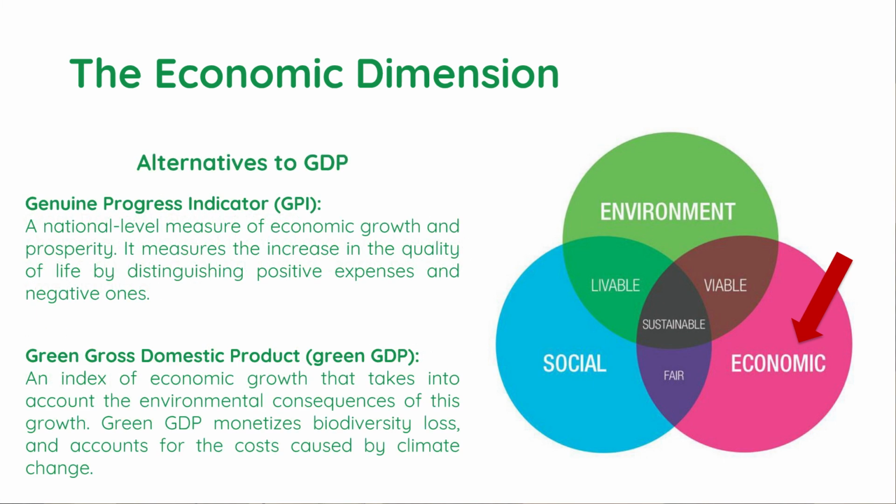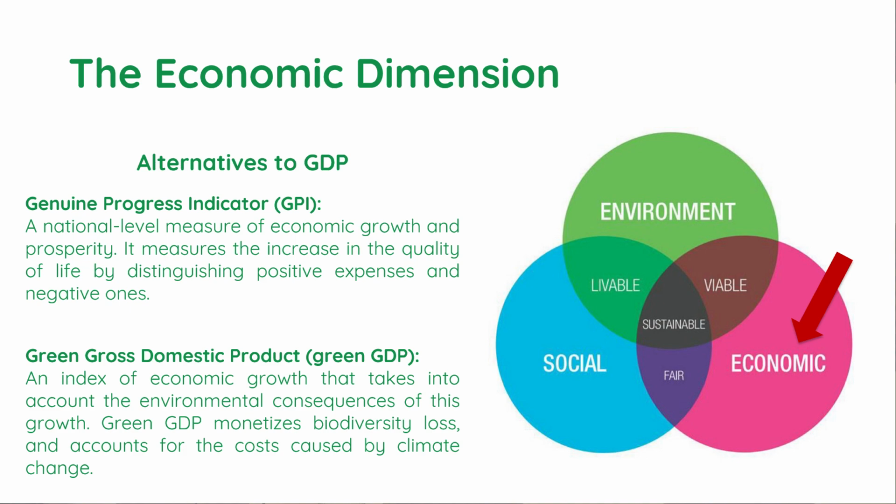There are, of course, some alternatives to the GDP. As you can see here in the slides, we have the Genuine Progress Indicator, the GPI, which is a national level measure of economic growth and prosperity. It measures the increase in the quality of life by distinguishing positive expenses and negative ones.